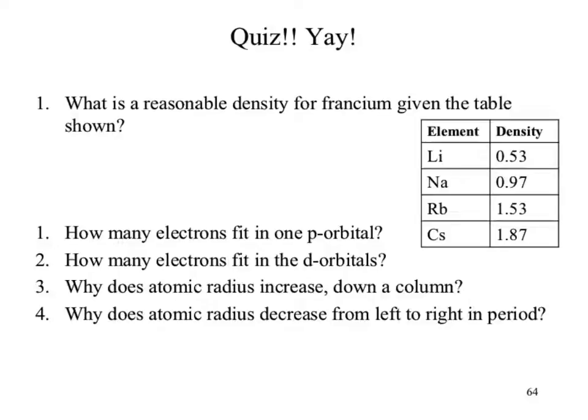How many electrons fit in the d orbitals? Okay. Be careful with how you read a question. Why does the atomic radius increase down a column? Electrons increase. Okay, I like that theory. Let's stick with that. Electrons increase. Why does the atomic radius decrease from left to right in the periodic table?